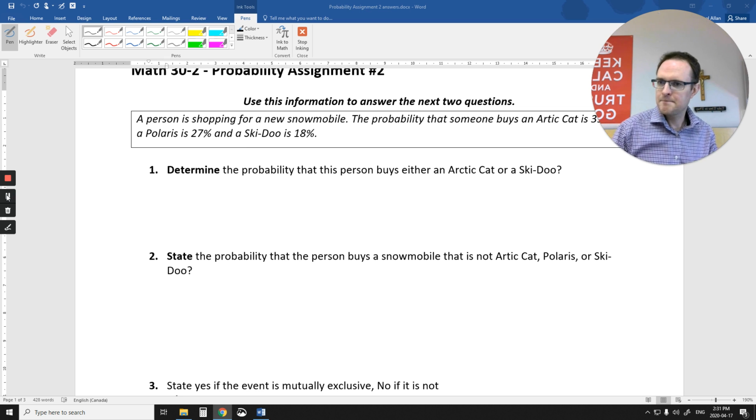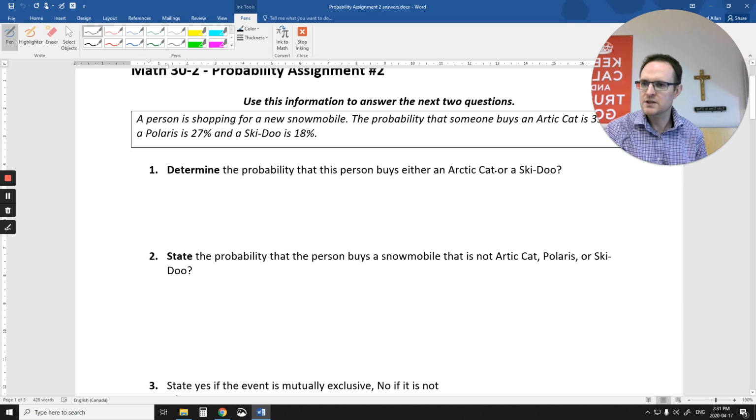Okay, so because it says "or" in this situation here, we're going to do a little addition. Remember, "and" is a multiplication when it comes to some kinds of questions like this. So the probability that you'll do the Arctic Cat or the Skidoo is more of a union kind of question, so I'm just going to add the two probabilities together. And if there was an intersection, I would have to subtract away that intersection as well. But because these look like they're mutually exclusive, there's no intersection between the two.